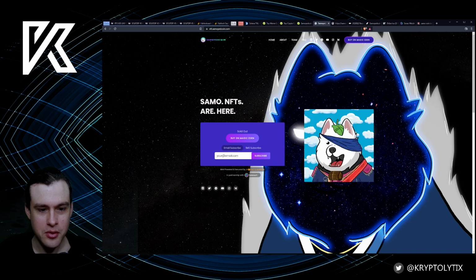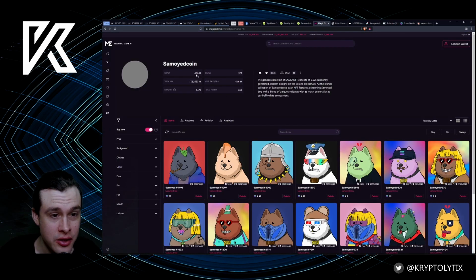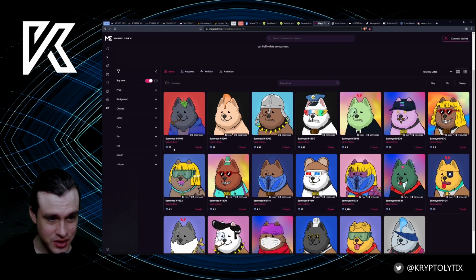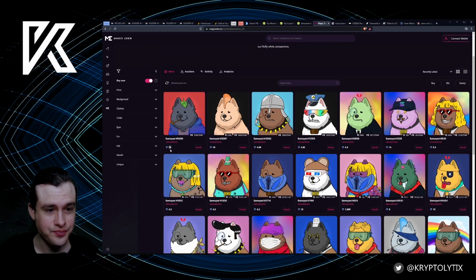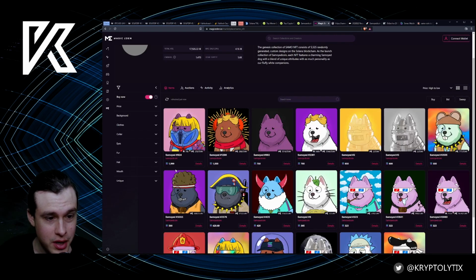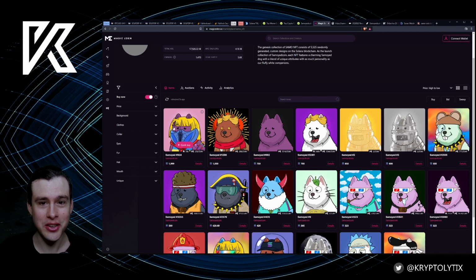But yeah, there's Samoyed NFTs on Magic Eden. Let's see. The floor is 4.16 Sol. That's pretty good. That's kind of impressive, actually. Look at this, 70 Sol for this one. That's crazy. Oh my goodness, 2,000 Sol for this. So, I mean, I don't know if buying the coin is worth it. Not as worth it as the NFTs by the look of things.